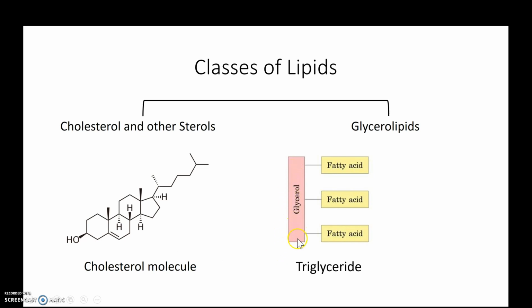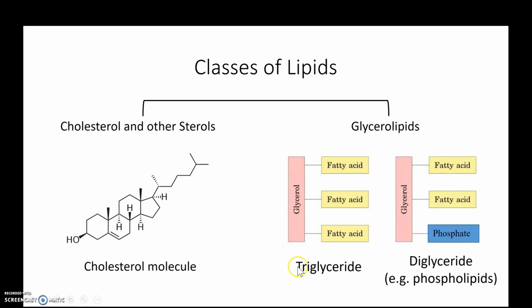glycerolipids are made up of a glycerol backbone, which is the pink part here, and it's attached to fatty acids. When we have three fatty acids attached to glycerol, we call it a triglyceride. But when we have two fatty acids attached to this glycerol backbone, we call it a diglyceride. An example of that is a phospholipid, in which the third fatty acid is replaced by a phosphate group. So whenever we have a phosphate group and two fatty acids, we refer to that as a phospholipid.